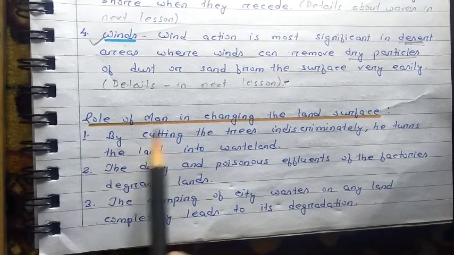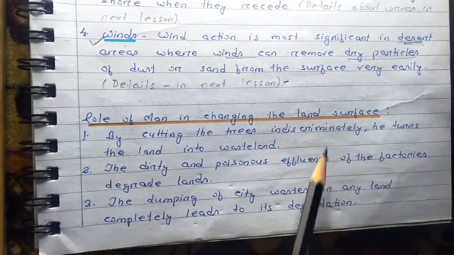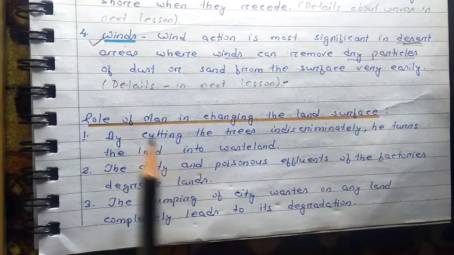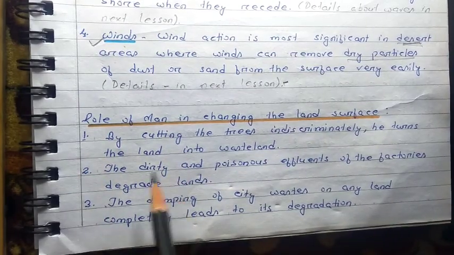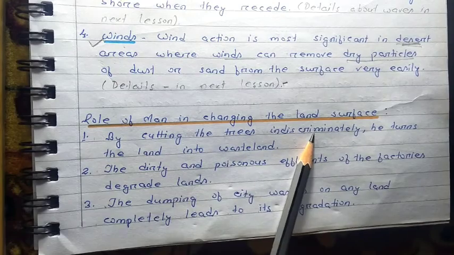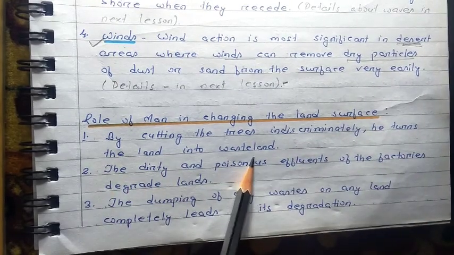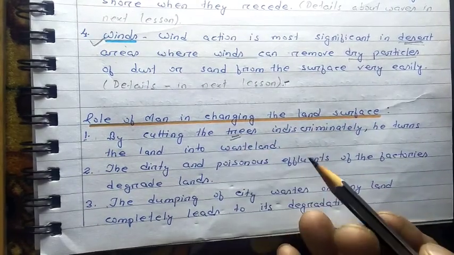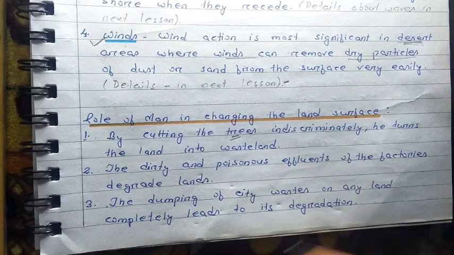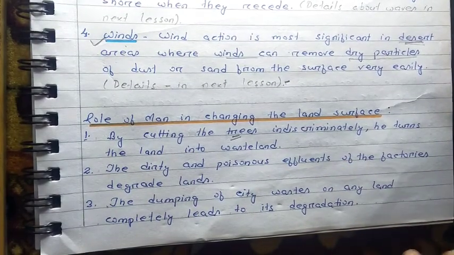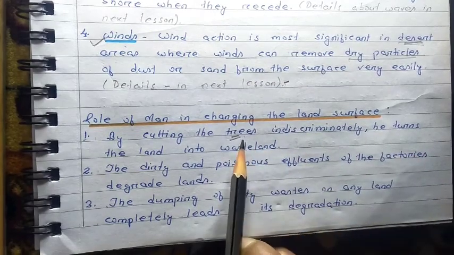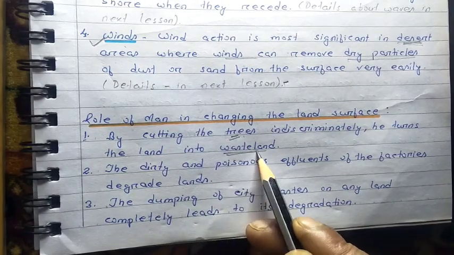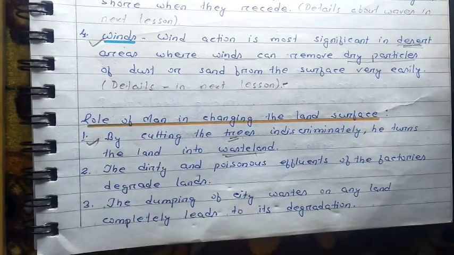Now it is given, role of man in changing the land surface. We, the human beings, are also responsible for changing the land surface. How are we responsible? I have taken here three points. Just try to understand. By cutting the trees indiscriminately, man turns land into wasteland. We cut down the trees for different purposes, for burning purposes, for agricultural purposes, for making our houses, for making dams, and for many other mechanical activities. When we go on cutting down the trees, automatically the green land becomes wasteland. So we can say we are responsible for the degradation of land.